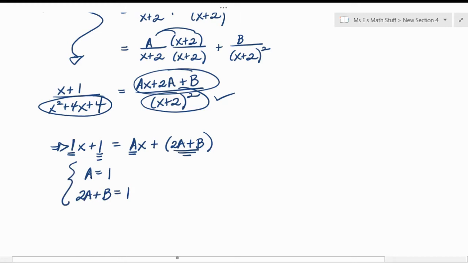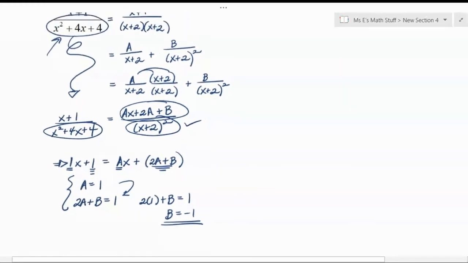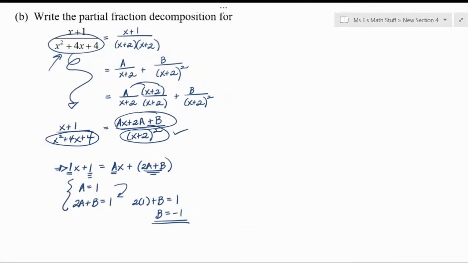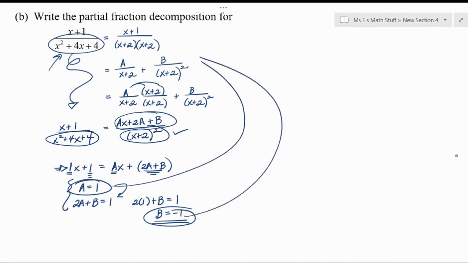Okay, well, since I already know a is 1, if I substitute that into row 2, I would have 2 times 1 plus b equals 1, and then subtract the 2 over, and you'd have b is equal to -1, like so. Okay, well, the whole point was to decompose the fractions, so don't forget to take your a and your b values and back substitute them in your form to make a conclusion.